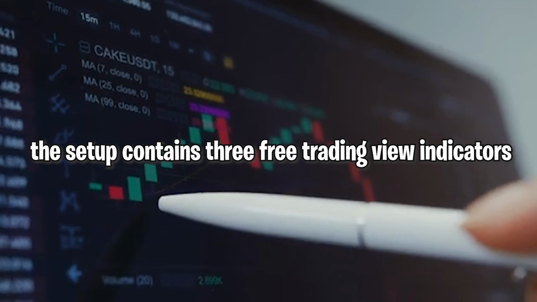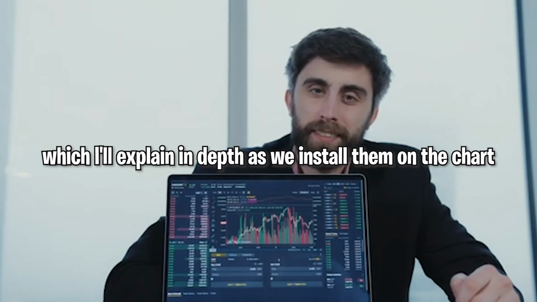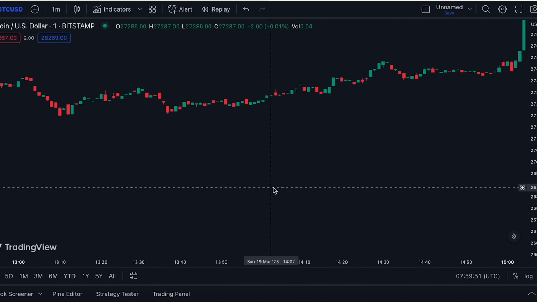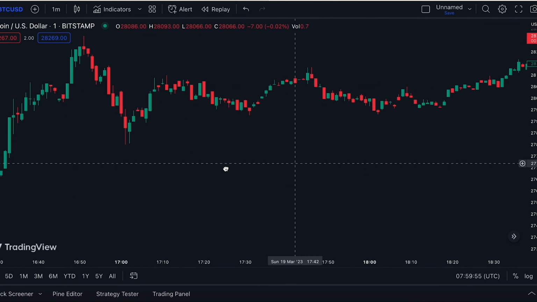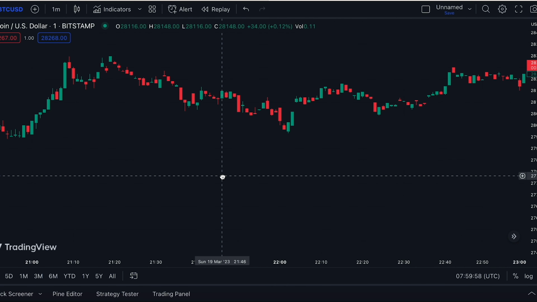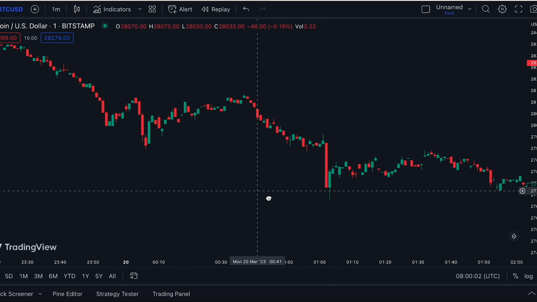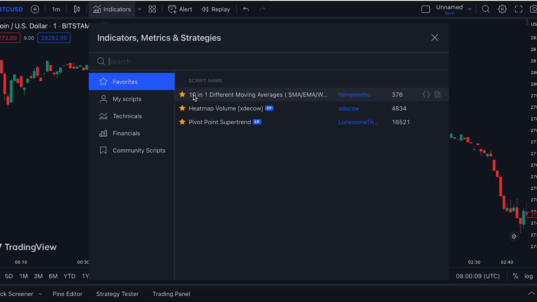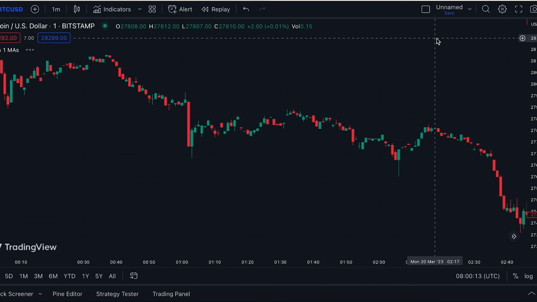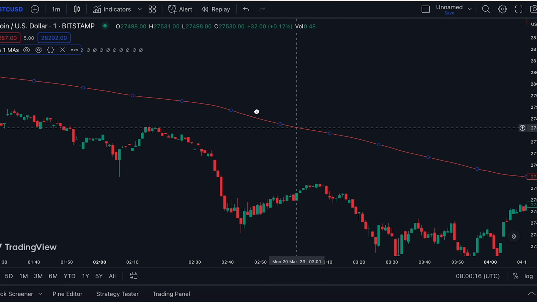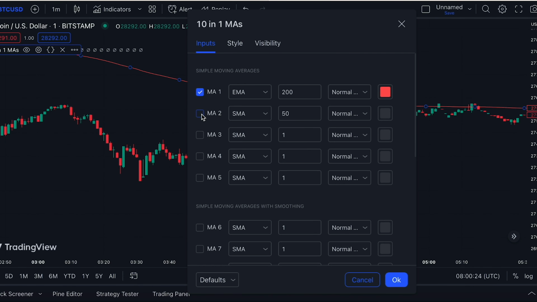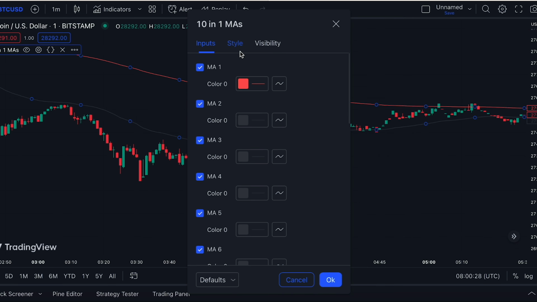The setup contains 3 free TradingView indicators, which I'll explain in depth as we install them on the chart. So, to add the first one, go to the Indicators tab and search for 10 in 1 distinct moving averages, then pick this indicator made by Himanshu, then go to the indicator settings and enable the second MA in the input section. Change the type from SMA to EMA and the length from 1 to 50, then go to the Style section and change the colors for MA. When you're done, the chart should appear like this.